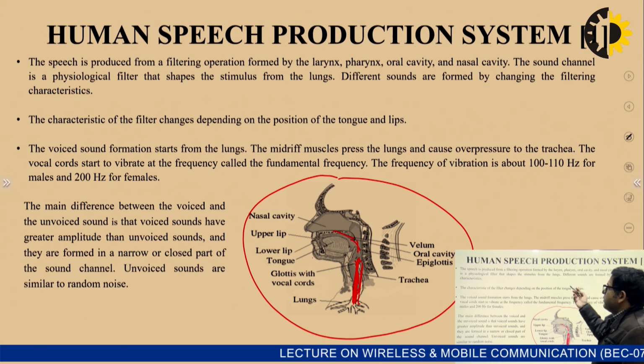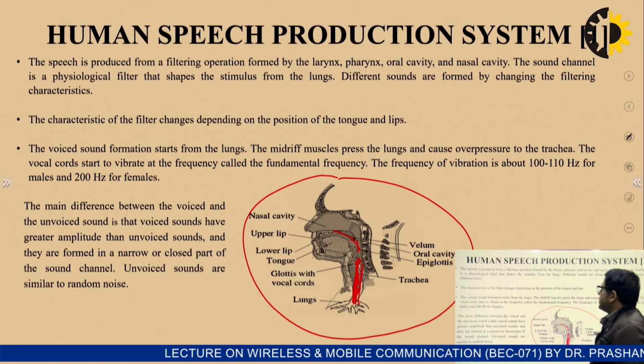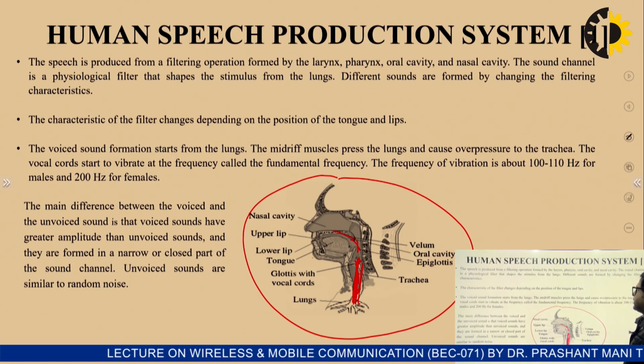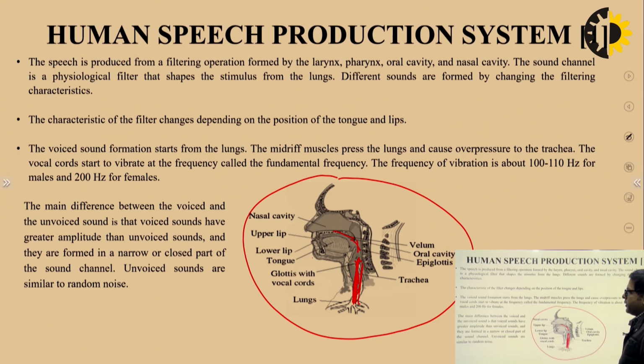As we can see, speech is produced from a filtering operation performed by the larynx, pharynx, oral cavity and nasal cavity. The sound channel is a physiological filter that shapes the stimulus from the lungs. Different sounds are formed by changing the filtering characteristics. The characteristics of the filter change depending on the position of the tongue and lips.